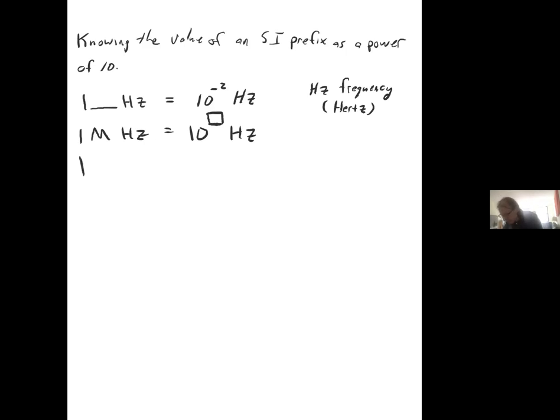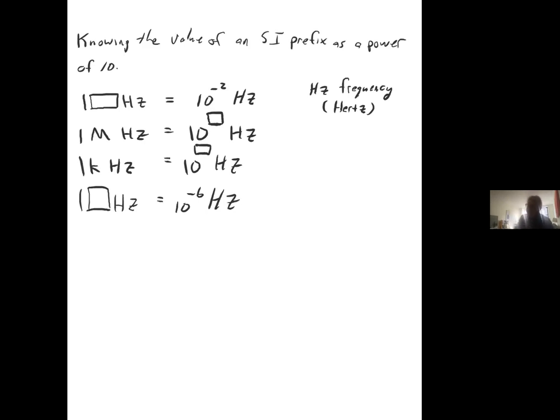And then 1 kHz equals 10 to the box Hz. And then the last one is 1 blank Hz. I guess I'll just put a box there, just so it's the same. That's what we're trying to find out, what's in that box. 10 to the minus 6 hertz. Okay. So all you really need to do is just look these things up.